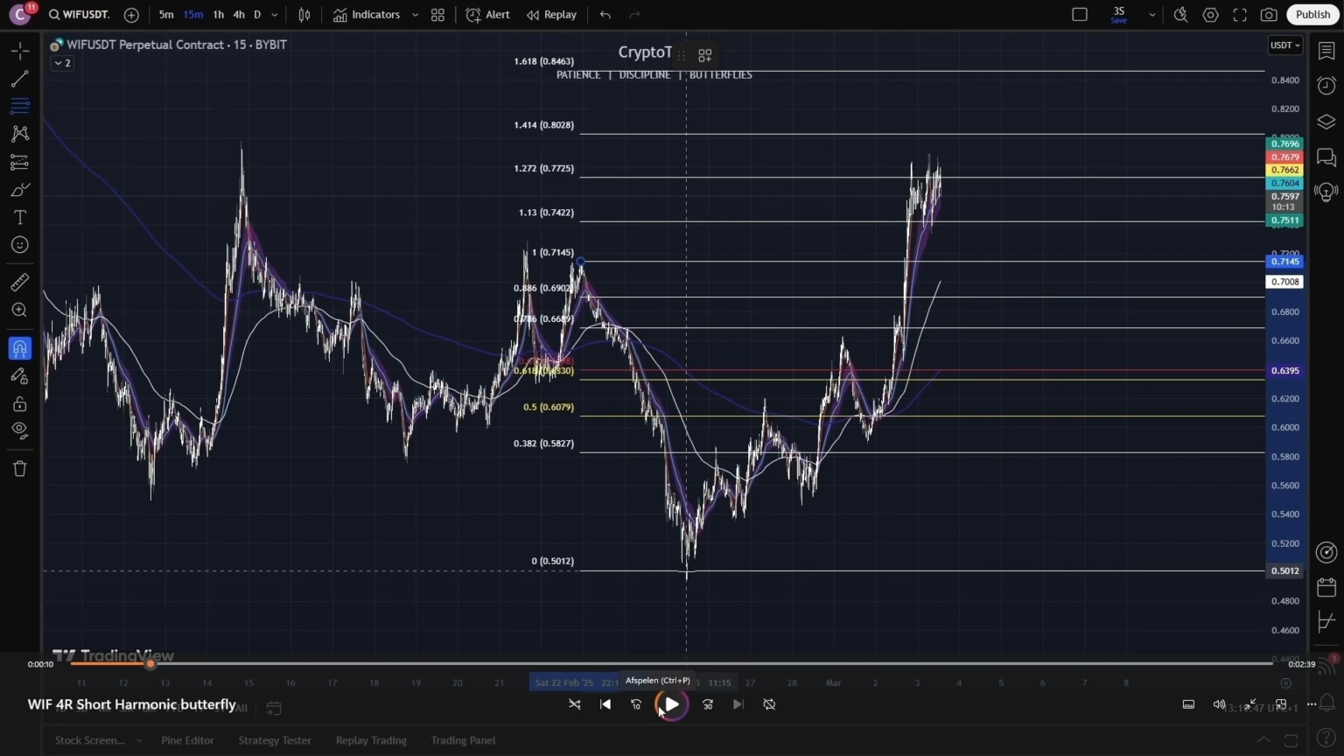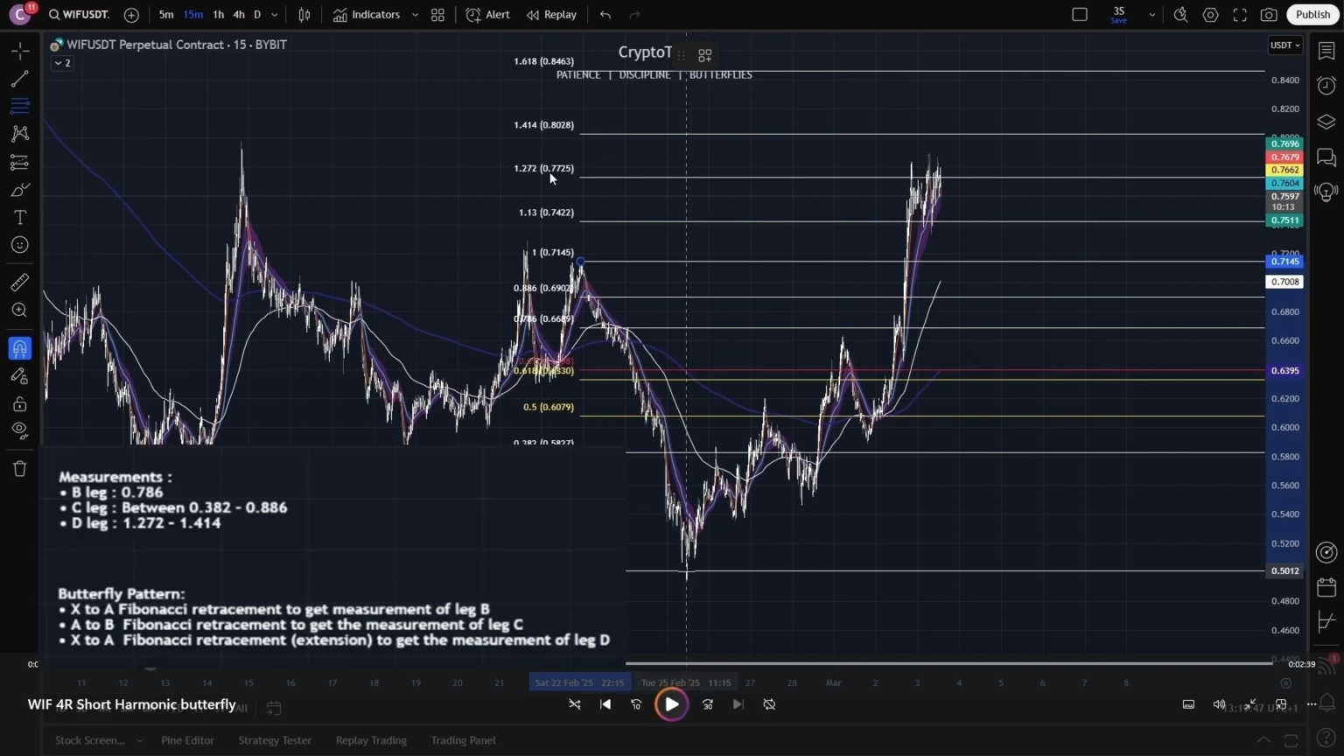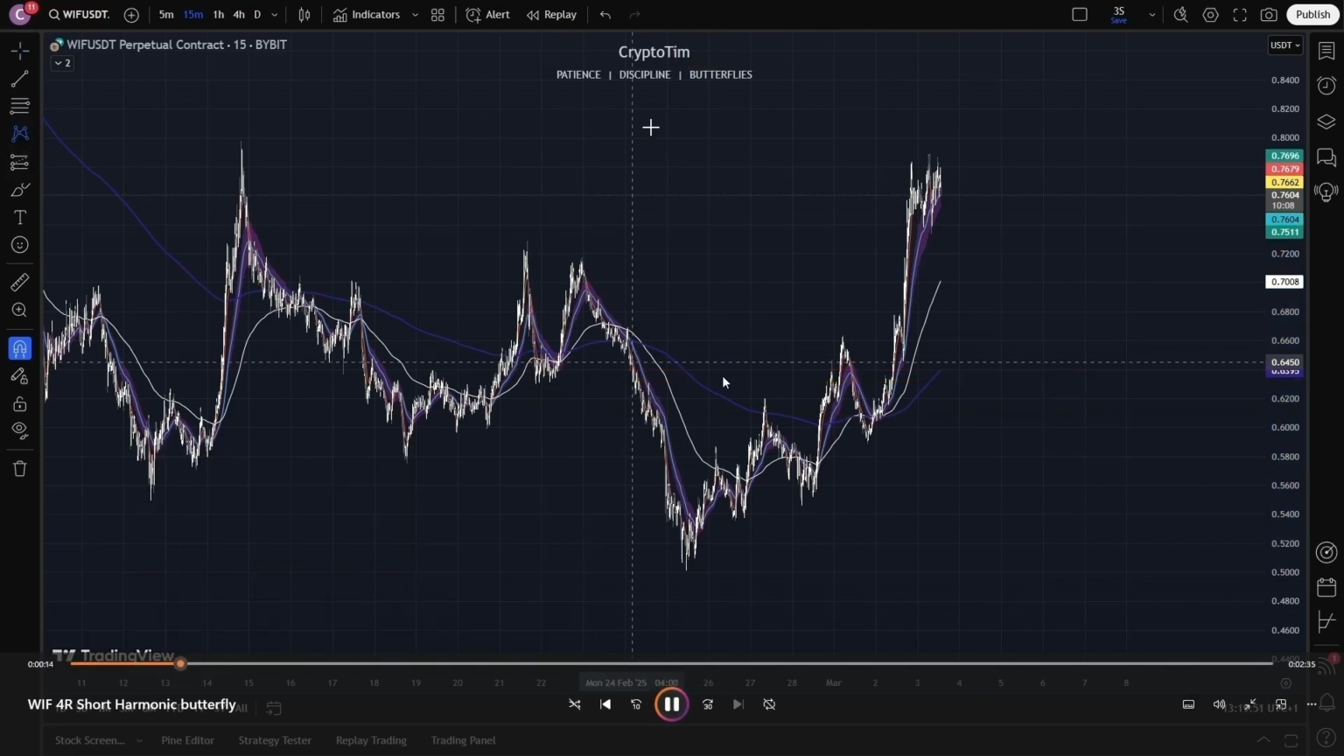So with a bit of knowledge of harmonics, or with just a cheat sheet, or the Fib levels you have to look for that are in the Discord server in the harmonic section, you will notice that this can be a potential butterfly pattern, as our D point is in between the 1.272 and 1.414, and our B point is at the 0.786. So this has potential to be a butterfly pattern.